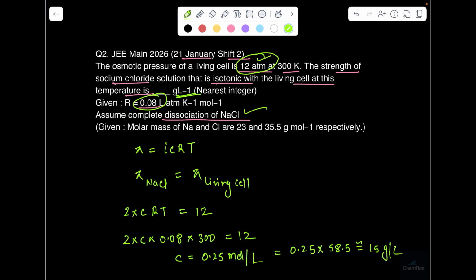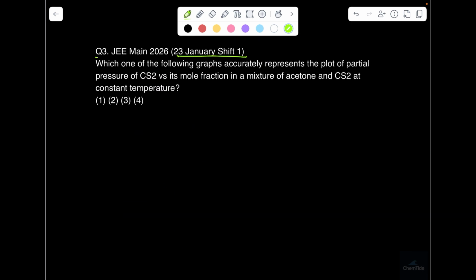Simple question. 23rd January shift 1, question number 3. Which one of the following graphs accurately represents the plot of partial pressure of CS2 as a mole fraction in the mixture of acetone and CS2 at constant temperature? So here the options are missing, but we will identify. They have given all 4 graphs: positive deviation graph, negative deviation graph or ideal solution graph.